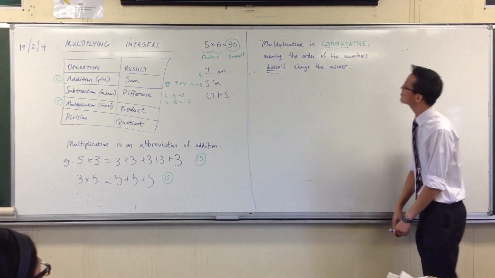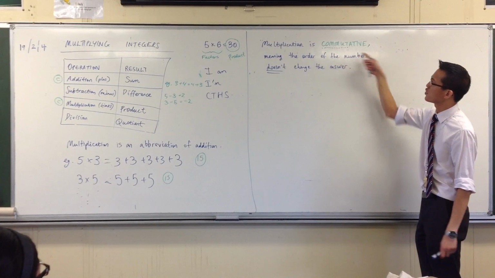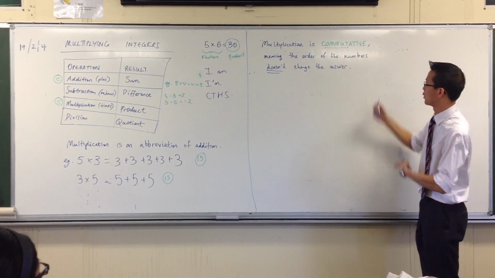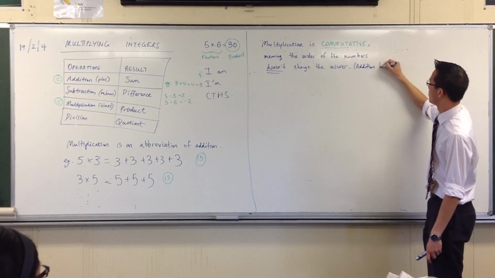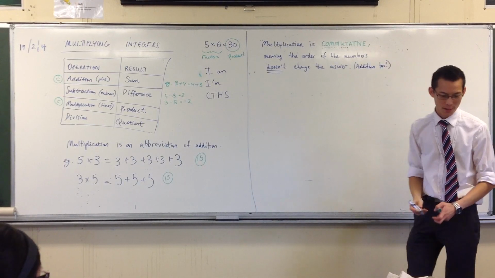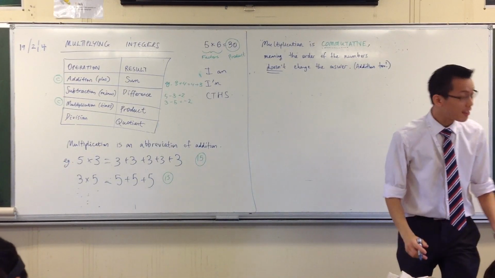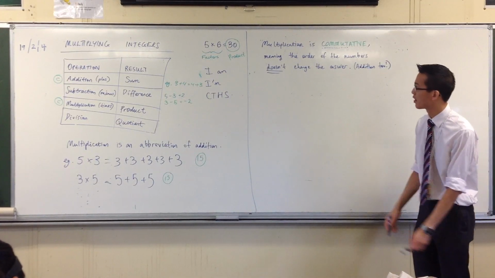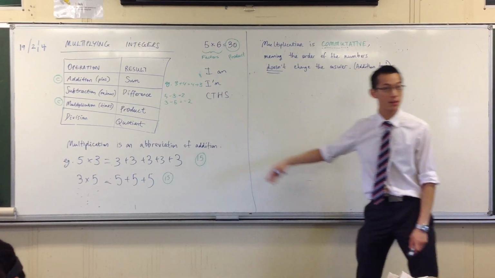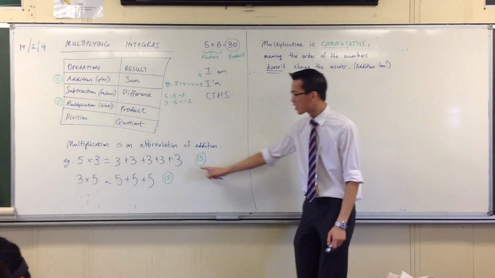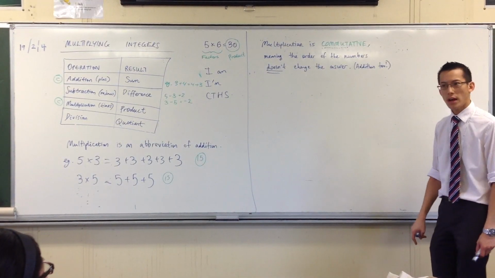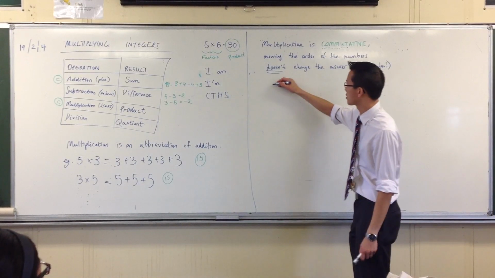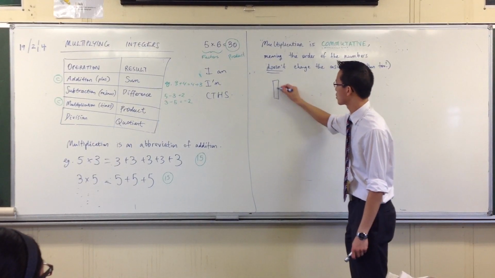Okay, so multiplication is commutative. Maybe you can put addition as well. Now, let me just quickly illustrate this for you. I'm going to go with my 5 times 3 and 3 times 5. How can we draw this? 3 plus 3 plus 3 plus 3 plus 3. Well, I suppose you could view it like this. Let's do it like so.